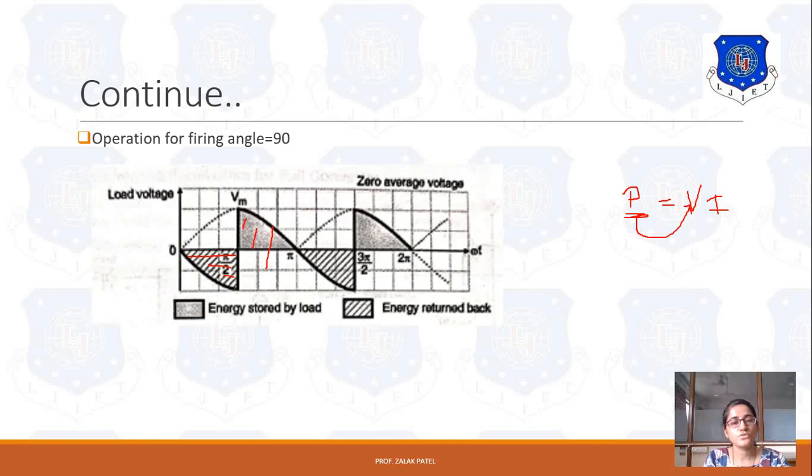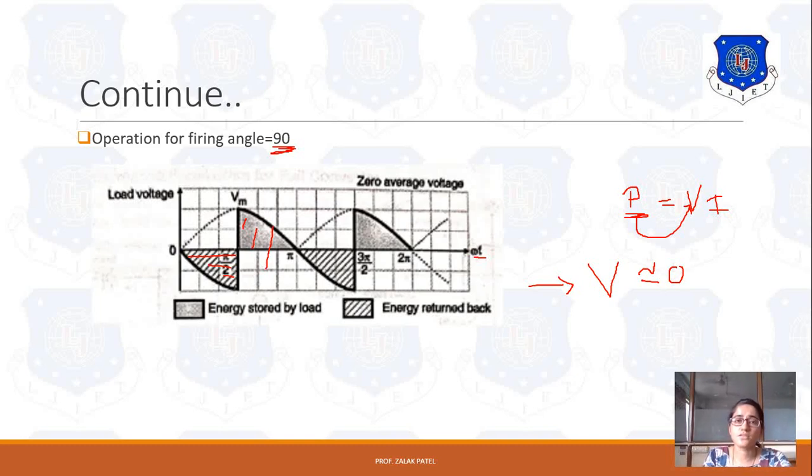So here, from the load voltage versus firing angle graph with respect to omega t, you can see that the positive half cycle and negative half cycle amplitudes are almost equal, and because of that the net voltage is almost equal to 0 in this case of operation with firing angle equal to 90 degree. Now if net voltage is 0, then we can say that there is no power flow, or net power flow is equal to 0.